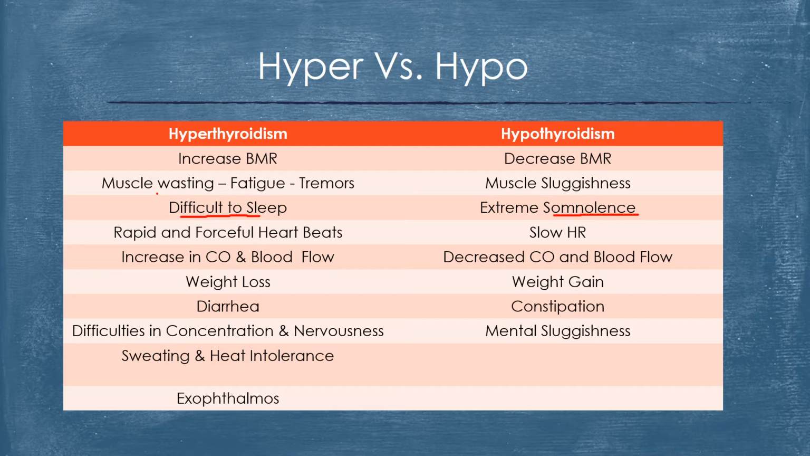Rapid and forceful beats versus slow, which are the opposite to each other. Also we have weight loss in the hyper, here weight gain, diarrhea in the hyper and constipation in the hypo, and we have exophthalmos in the hyper and increased sweating and heat intolerance. These are very important symptoms, heat intolerance and sweating in hyperthyroidism patients.